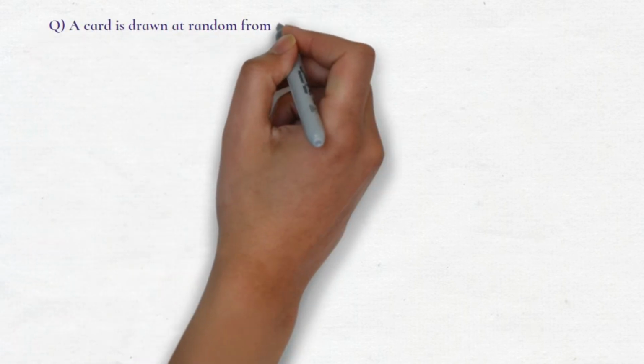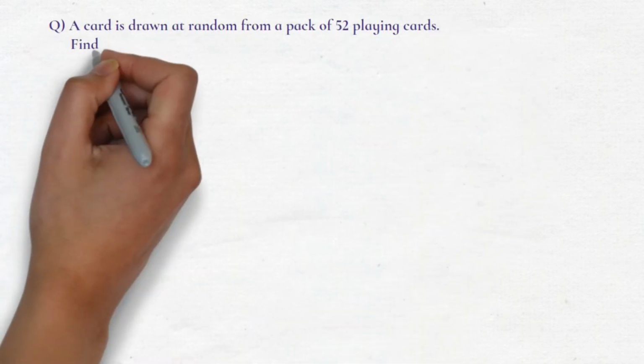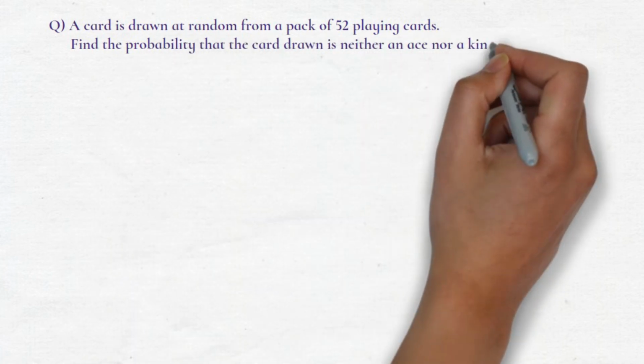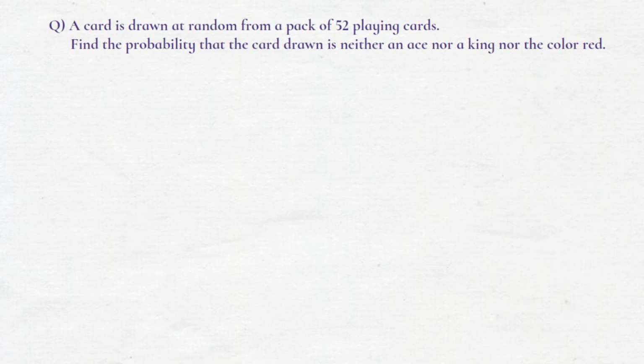A card is drawn at random from a pack of 52 playing cards. Find the probability that the card drawn is neither an ace nor a king nor the color red.